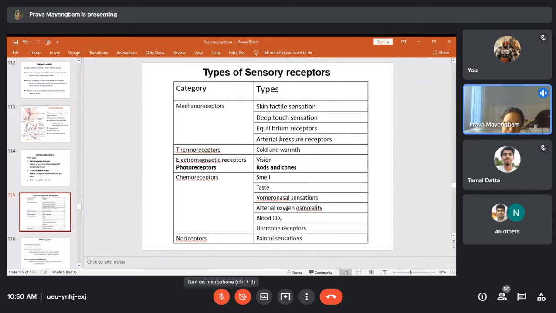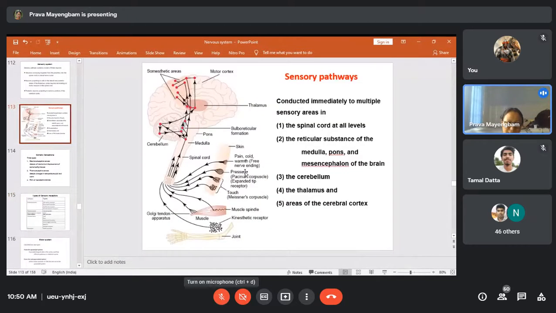So these receptors will sense different kinds of senses. It will reach the spinal cord, reach the medulla, then pons, then the cerebellum, then it will reach the thalamus, then it will go to the sensory cortex. In the cerebral cortex, it will reach the sensory cortex. So this is about the sensory pathway.